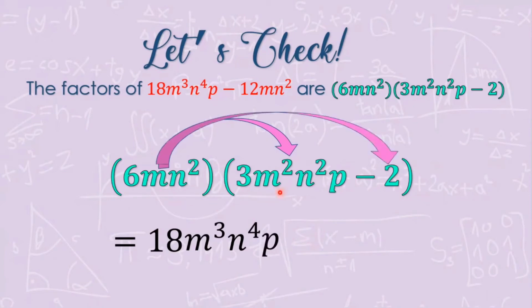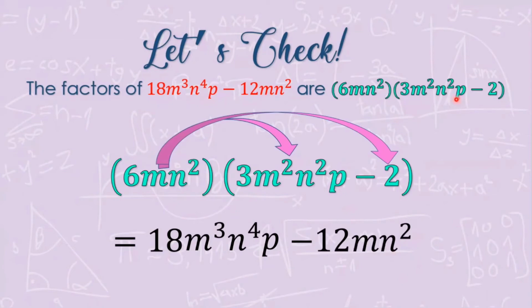So let us proceed to the second term. So here, our second term is just a constant. So, meaning, i-multiply lang natin tong number dito sa coefficient na to. And then, bring down na lang natin yung variable. So, 6 times 2, negative 2, rather, that will give us negative 12, and then bring down si mn squared. So, dahil yung product natin ay parehas dun sa given natin kanina, ibig sabihin, tama tong factors na na-solve natin.